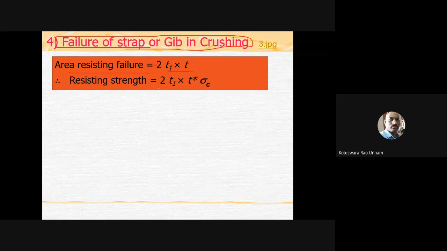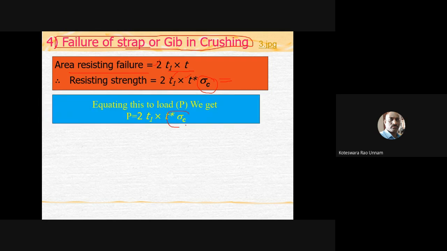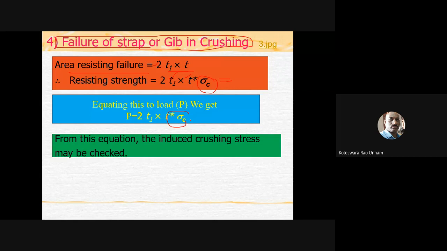That multiplied by sigma c will give you the strength which is resisting this crushing failure. Then it should be equal to P. We already calculated T1 and T, so we will compute the sigma c value from this. Once you got the sigma c value, you need to check it against the allowable sigma c value. If sigma c is less than the allowable sigma c, then your design is safe. Otherwise you need to modify this dimension T1.